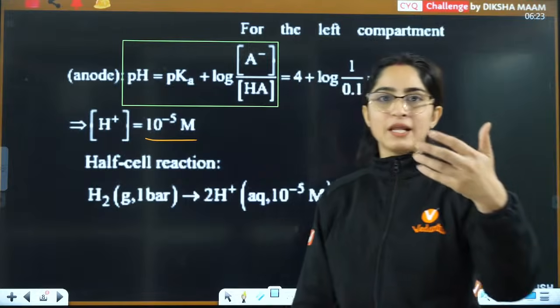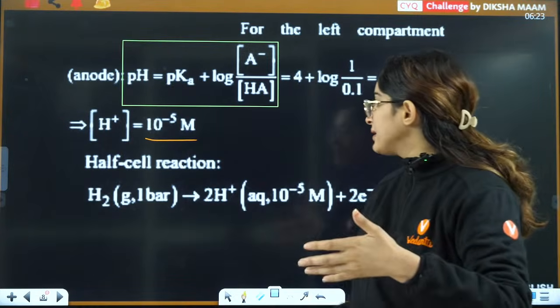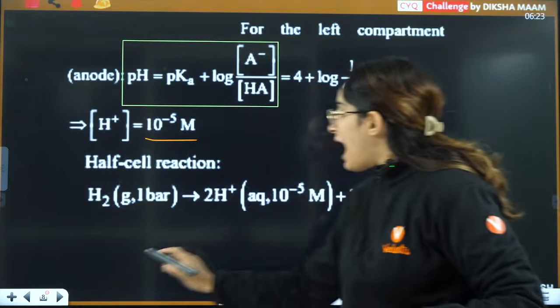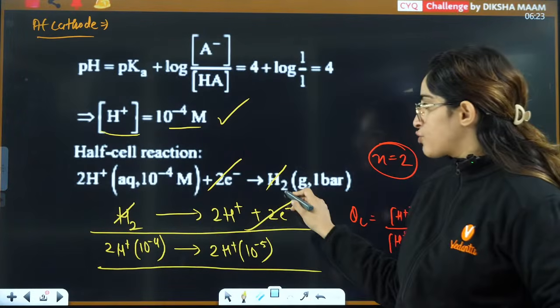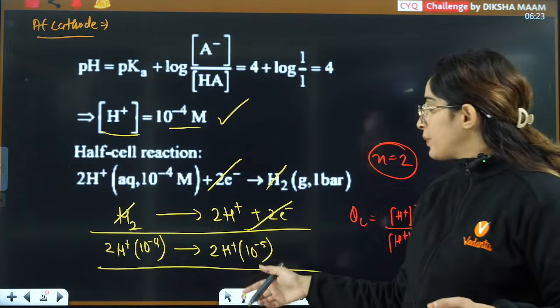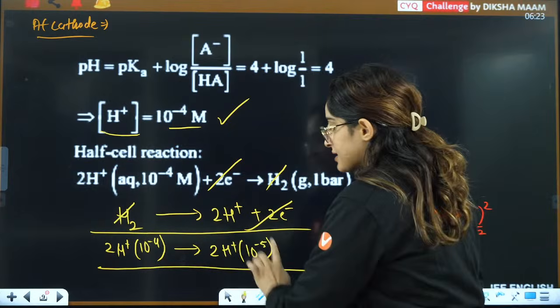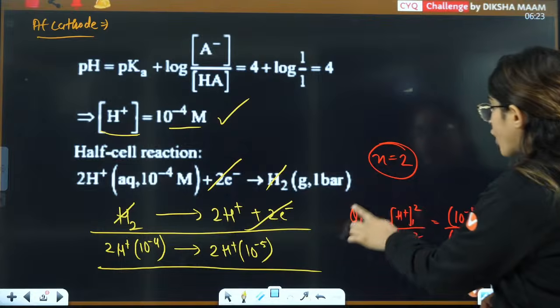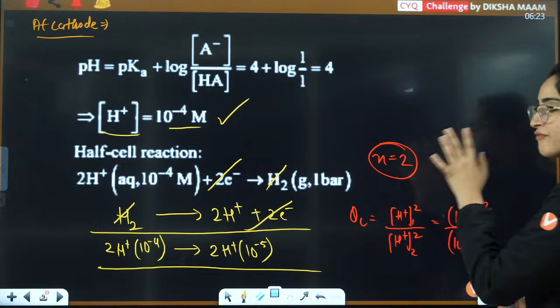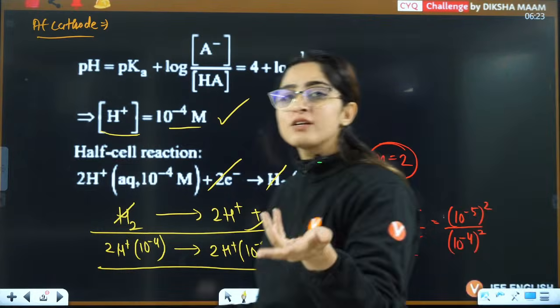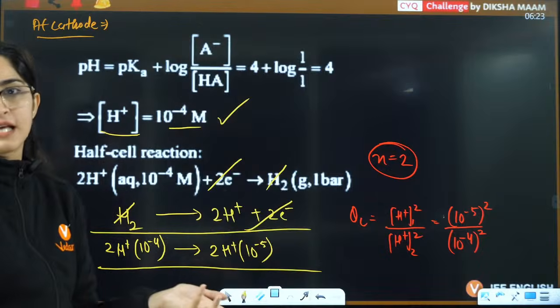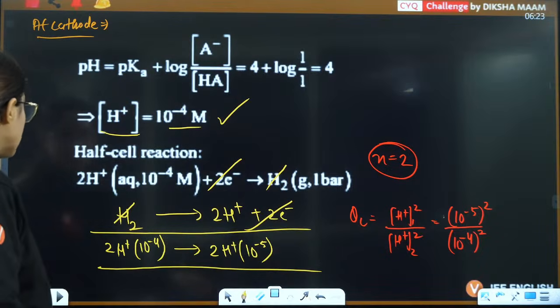Now just simply I know that at anode there will be loss of electrons, at cathode there will be gain of electrons. Now when I add these two equations, H2 will be cancelled, electrons will be cancelled, you will have this as the overall equation. Then you solve the value of QC here, N factor is 2 here, E naught cell, when both are SHE, then E naught cell is automatically going to be 0.